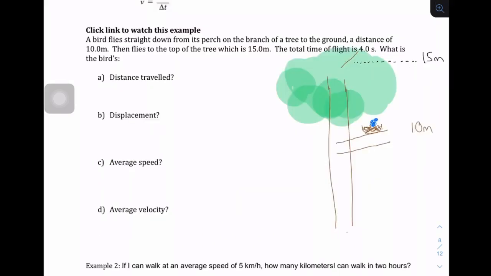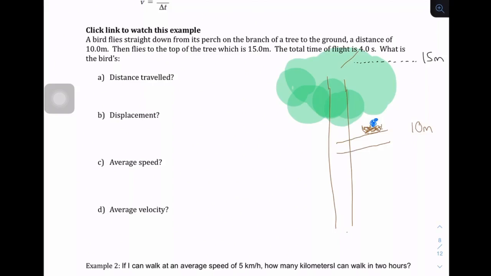So we're going to go through an example on page 8. You're welcome to do it on your own, and then you can check in with this video. We have a bird on a branch of a tree that's 10 meters in the air. The bird flies down to the ground and then up to the top of the tree, which is 15 meters high. The total time of flight is 4 seconds.